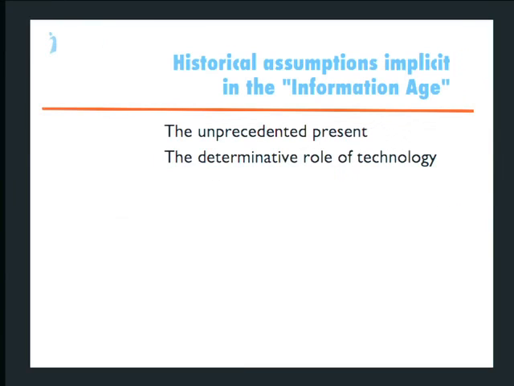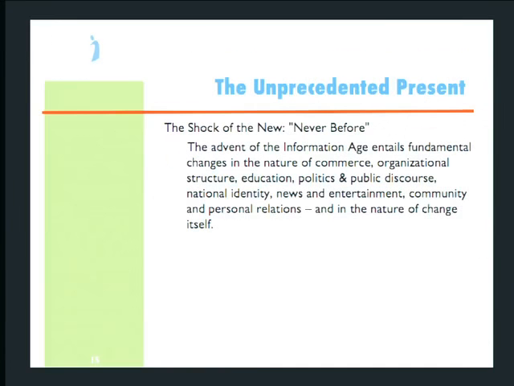But when we talk about the information age, there are certain assumptions that it brings with it. The first is the idea that the present is unprecedented. Nothing like this has ever happened before. And the second is the idea that what makes this the information age is the role of technology. So let me take those each in turn. The shock of the new, to take a phrase some people have used. Never before. Paul will be talking about this at some length next time, so I'm just going to mention it. The advent of the information age, what does it mean? It's fundamental changes in the nature of commerce, organizational structure, education, politics, public discourse, news and entertainment, gossip, community relations, for everything's different.